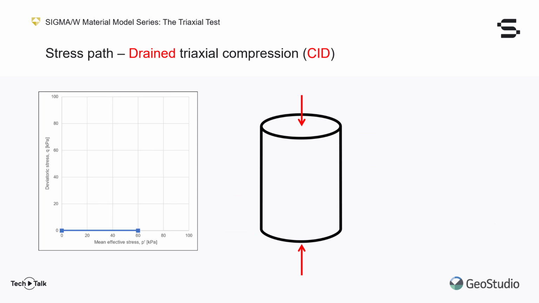If we were to start a drained triaxial compression test, or CID test, after that consolidation phase, we would compress the soil axially while keeping the cell pressure constant. In terms of stress changes, this means the horizontal stress would remain constant and the vertical stress would vary in reaction to the axial displacement the sample sustains.